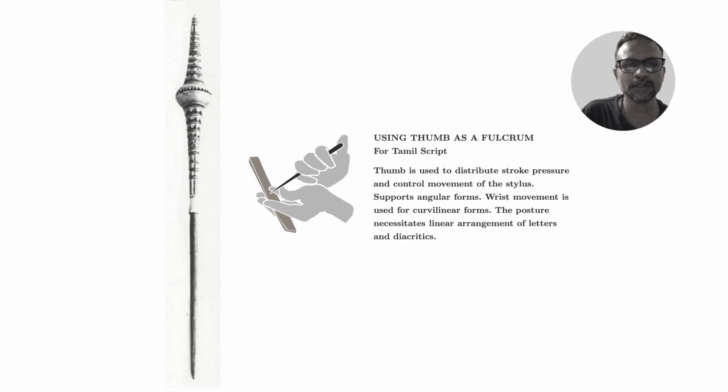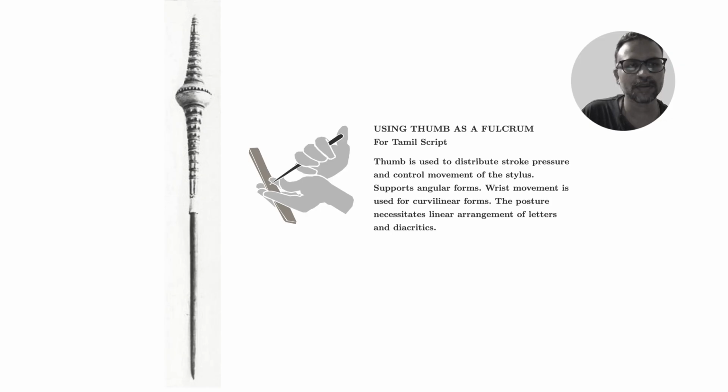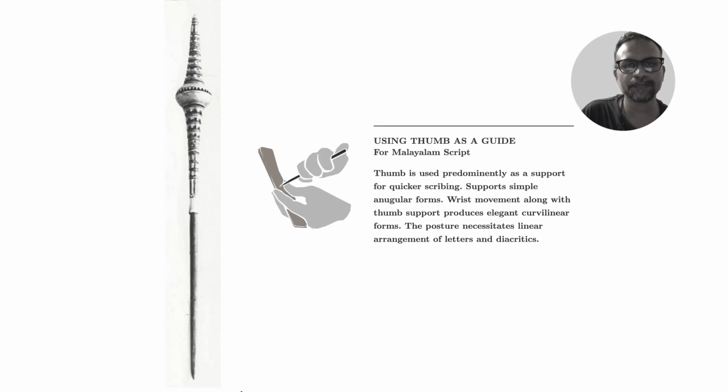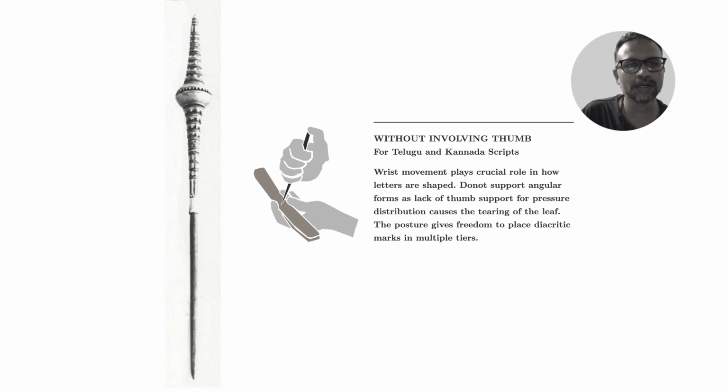In Tamil Nadu, the thumb was used as a fulcrum which supported both angular and curvilinear strokes. For Malayalam and Oriya manuscripts, the inscribers took the thumb as a support or a guide rather than a fulcrum, which produced elegant curvilinear forms. In Telugu and Kannada scripts, the thumb was not involved. The stylus was held in the palm, and the curvilinear motion of the wrist and elbow largely dictated the form of the letters. Also, using elbow movement reduced the muscular fatigue in the hands and shoulders.